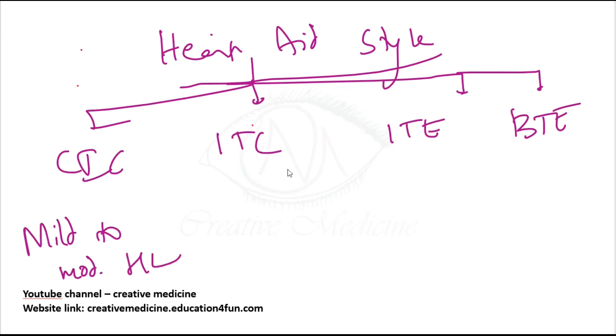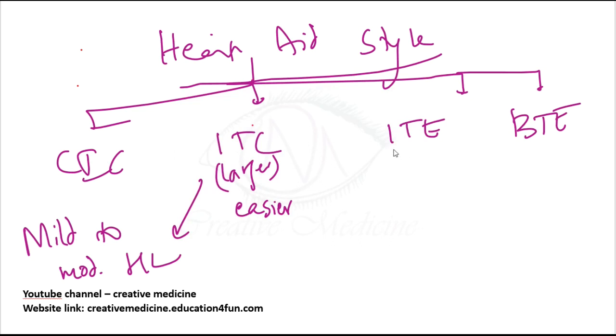Then in the canal type, this is larger than the completely in the canal type, and it is easier to use, whereas completely in the canal is difficult to use. Even this in the canal type is used for mild to moderate hearing loss only.